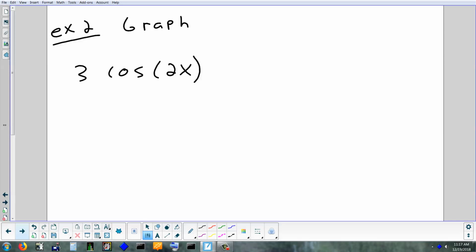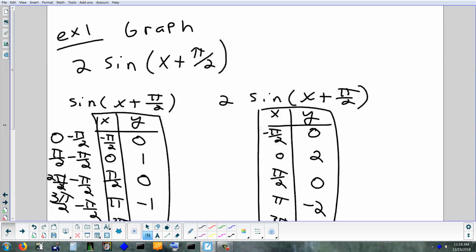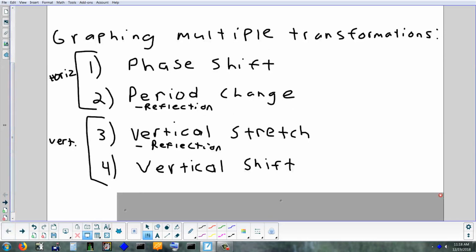Correct. Specifically, the 2 is going to cause the graph to compress. It's not that big a number, but it's bigger than 1. Bigger numbers make the graph small horizontally. How about Kat? Which transformation do we do first, the period change or vertical stretch? The vertical stretch. Let's go back and look. Just kidding, period change. So period change, always do that before vertical stretch.